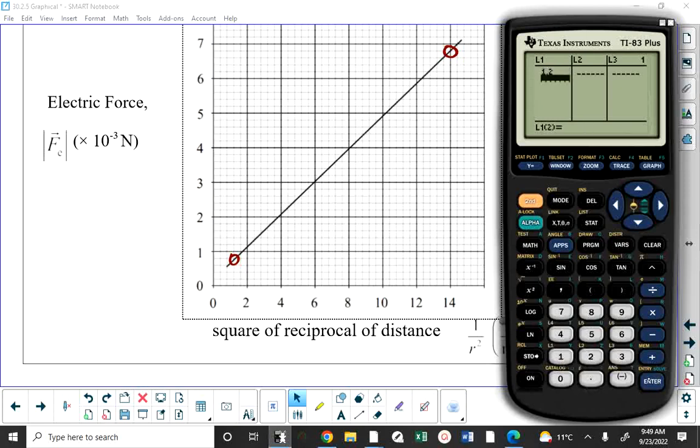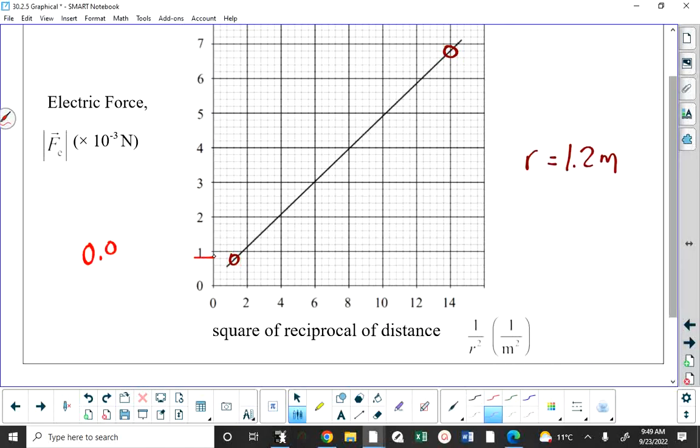I go 1.2 and I hit enter, and now I'm going to enter my x coordinate of this point, 14. I'm going to go over here. These are ordered pairs, so when I put 1.2 in L1, I have to line it up horizontally with whatever the y coordinate is for that point. And that is 0.2, 0.4, 0.6, 0.8 times 10 to the negative 3.